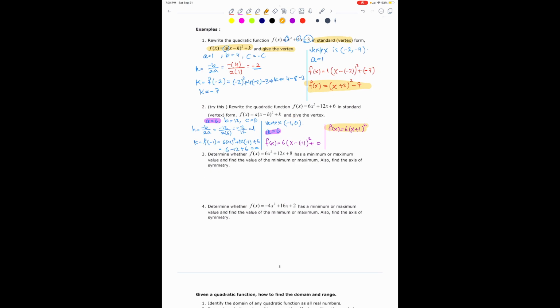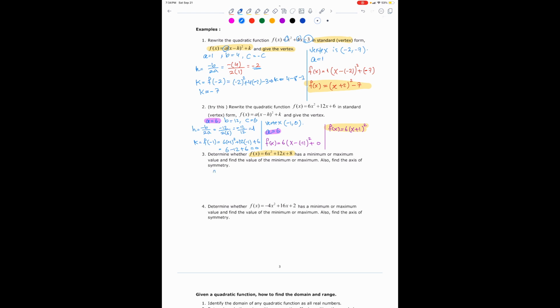Question number 3. Determine whether f of x equals 6x squared plus 12x plus 8 has a minimum or a maximum, and find the value of the minimum or maximum. Also find the axis of symmetry. All depends on the vertex. First, let's determine if we have a maximum or a minimum.